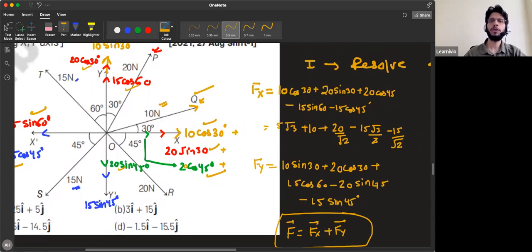So whenever you have more than 2 vectors, just resolve them along x and y axis, get the net force along x axis, get the net force along y axis, and then add that Fx and Fy. So you'll get plenty of questions on this method.